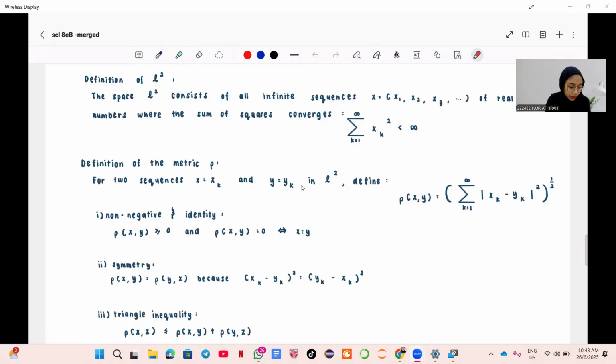To start off, we need to define and explain the space, metric, and completeness. So the definition of L2 is the space L2 consists of all infinite sequences x equals x1, x2, x3, up to infinity of real numbers where the sum of squares converges: the summation of k equals 1 to infinity of xk to the power of 2 is less than infinity.